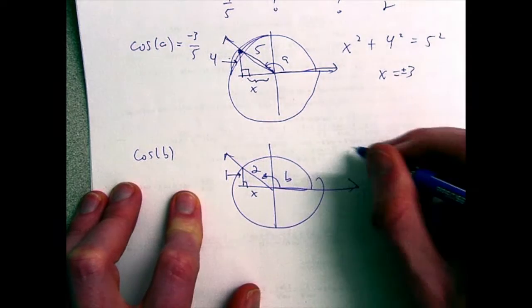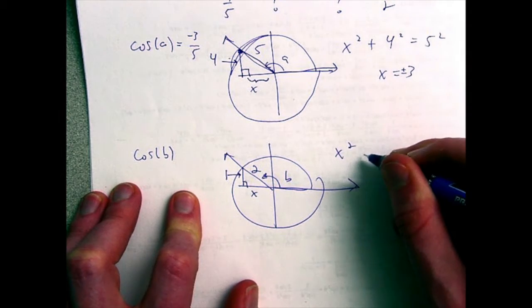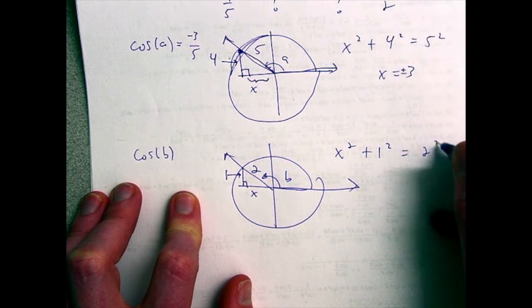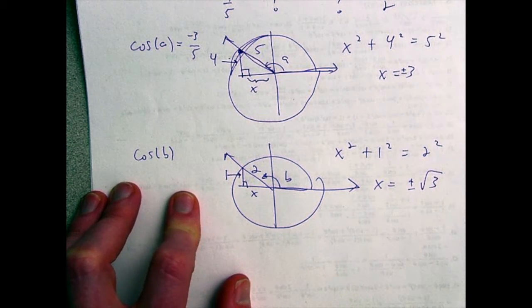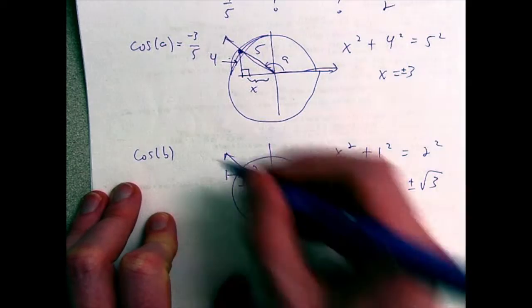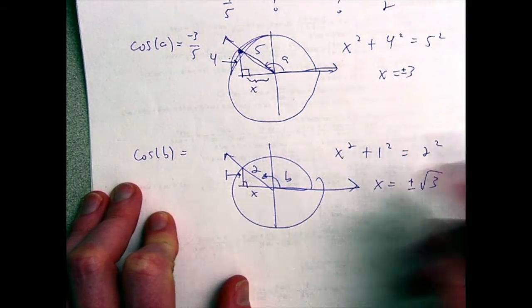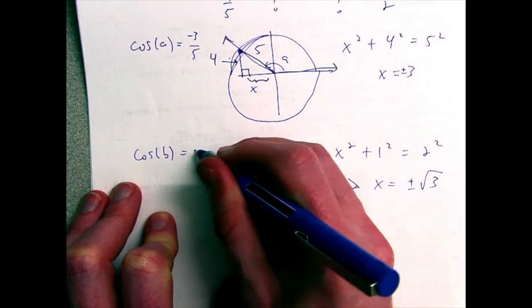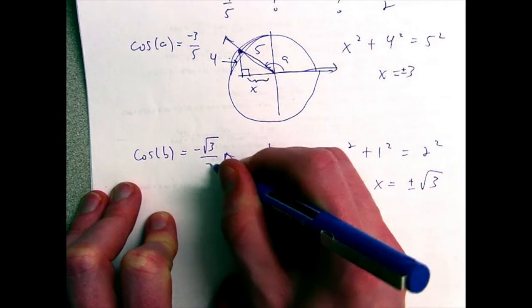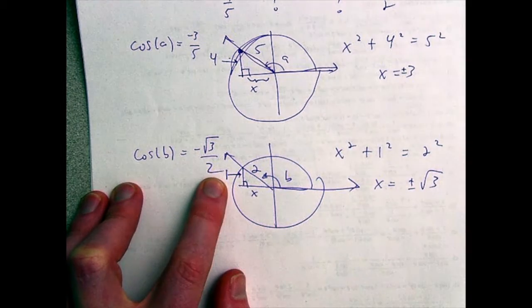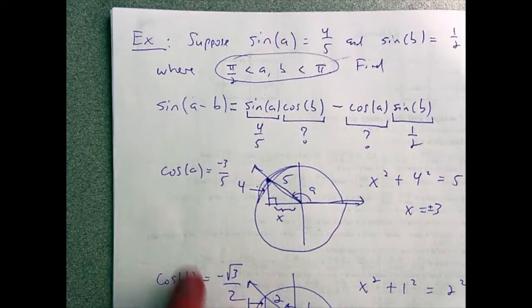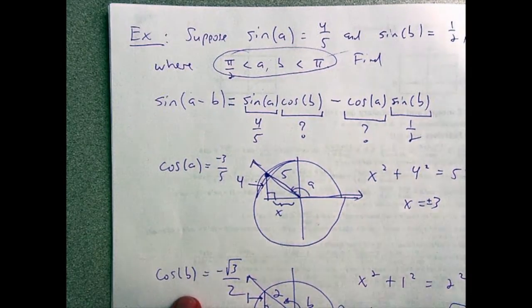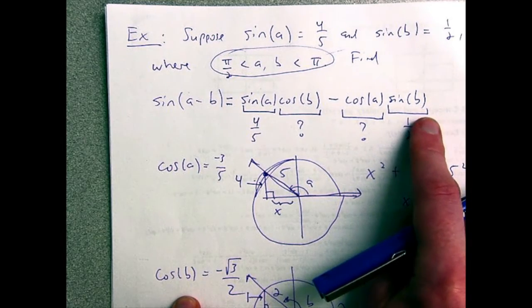Let's call that x. Do the Pythagorean theorem. x squared plus 1 squared is equal to 2 squared. You'll find that x is equal to plus or minus root 3. Now, which one should it be, positive or negative? Well, once again, because angle B is in this quadrant, the cosine has to be negative. It's going to be negative root 3 over the hypotenuse, which is 2, adjacent over hypotenuse, right? Okay, so now that we know cosine of A and cosine of B, we know everything in this expression, we can plug it in and simplify.